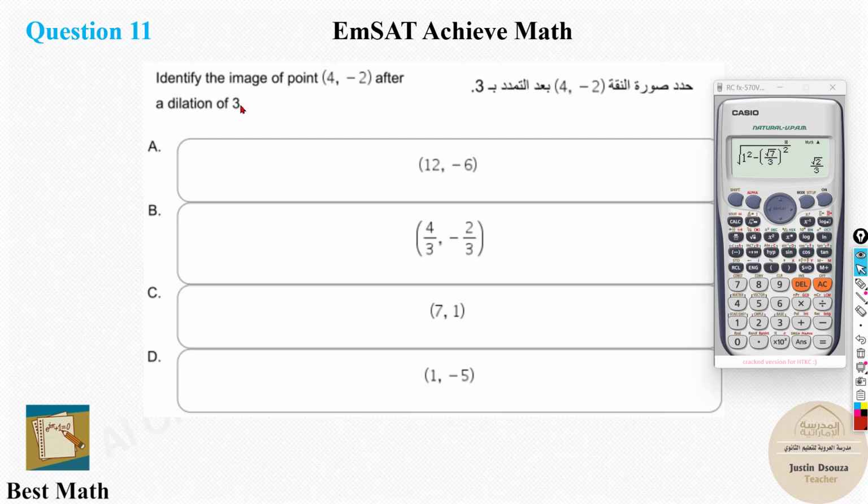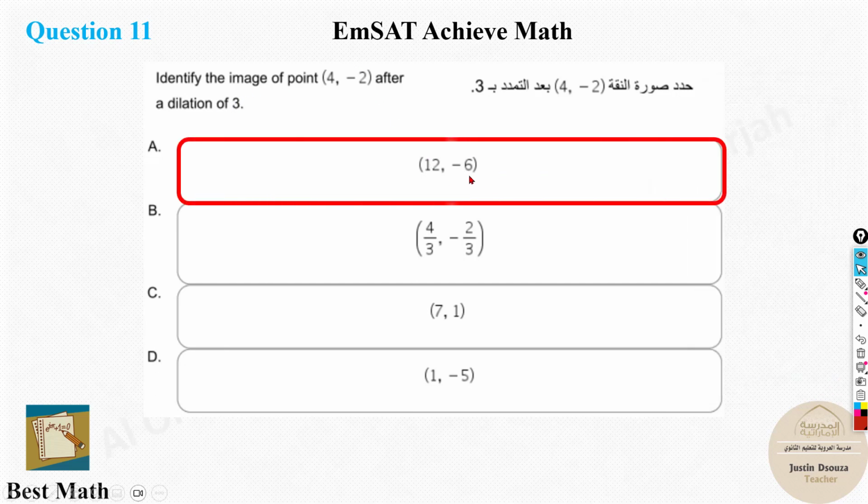See, the scale factor is given over here, the dilation of 3. That means whatever this value is, you need to multiply by this. Just simple multiply. 4 times 3 is 12. 3 times minus 2 is minus 6. So this is the answer.